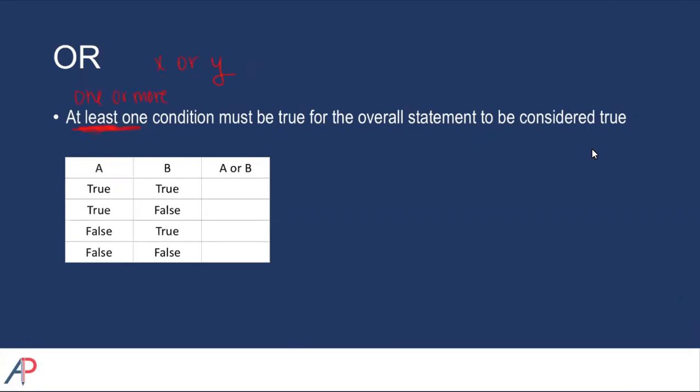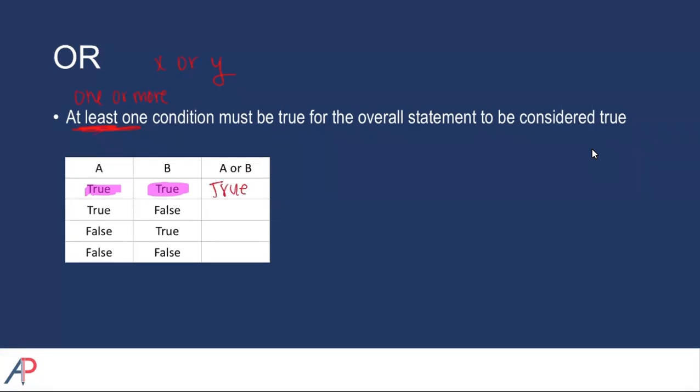One or more conditions must be true for the overall statement to be considered true. So now let's go ahead and fill out this truth table. I have true or true. What would this truth value be? Very good. This would be true. We have at least one true statement.